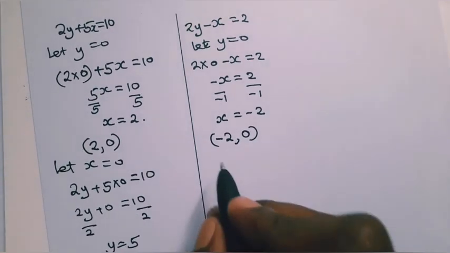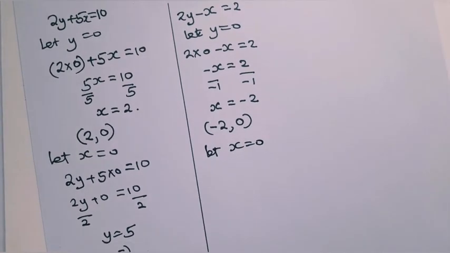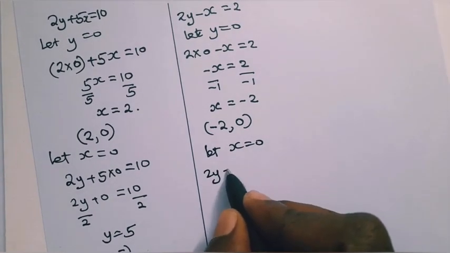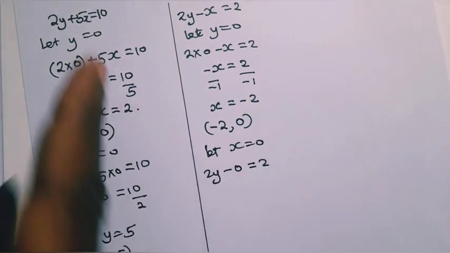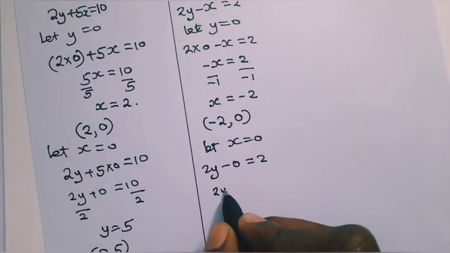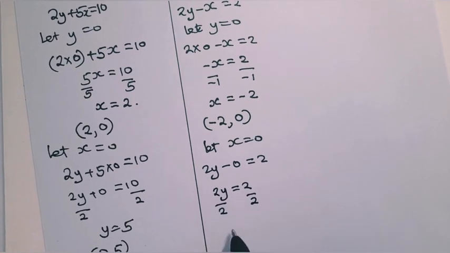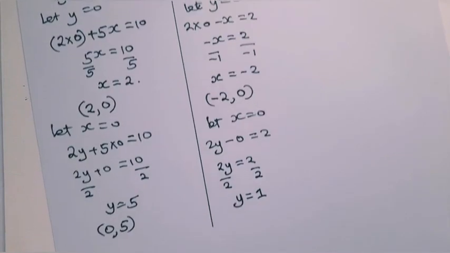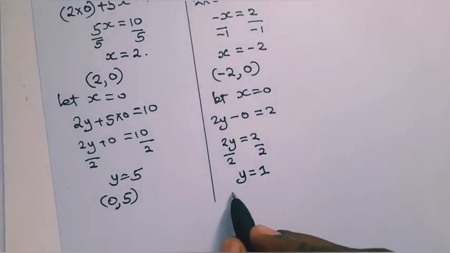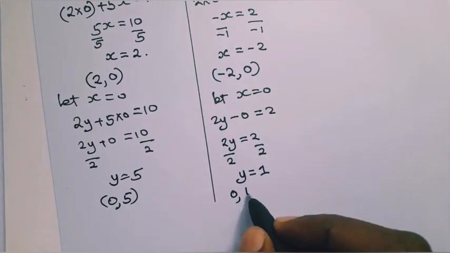Now let x be 0. So it means 2y minus 0 equals 2 if we substitute in our equation. And this one becomes 2y equals 2. When we divide both sides by 2, y becomes 1. And now the coordinates become, because we are using y, x becomes 0, y is 1.